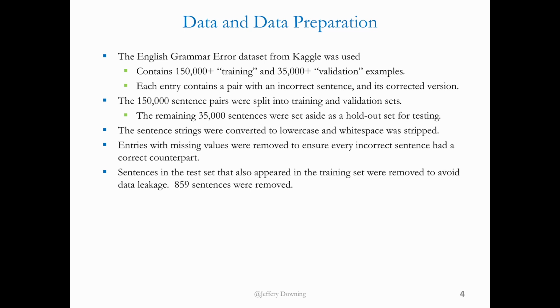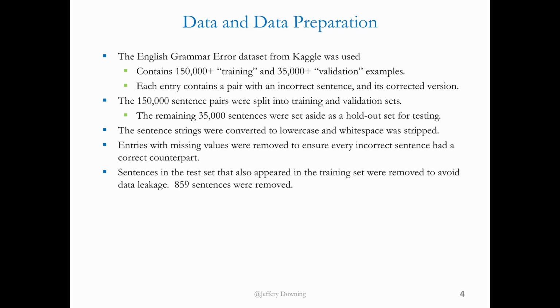So I used the English grammar error dataset from Kaggle, which contained 150,000 training and 35,000 validation examples. Each entry contained a pair with an incorrect sentence and its corrected version. I then took the 15,000 sentences and split that into a training set and a validation set. And then the 35,000 sentences were set aside to use as a testing set.